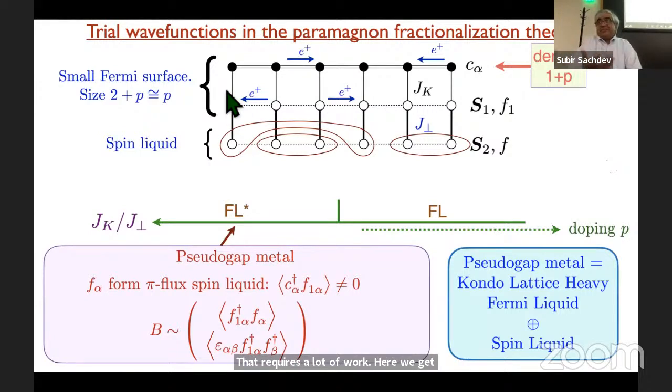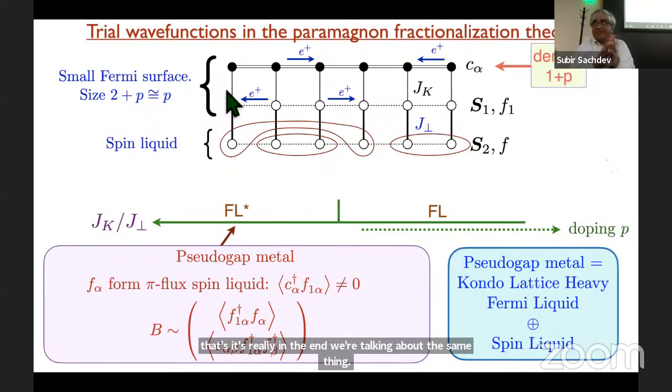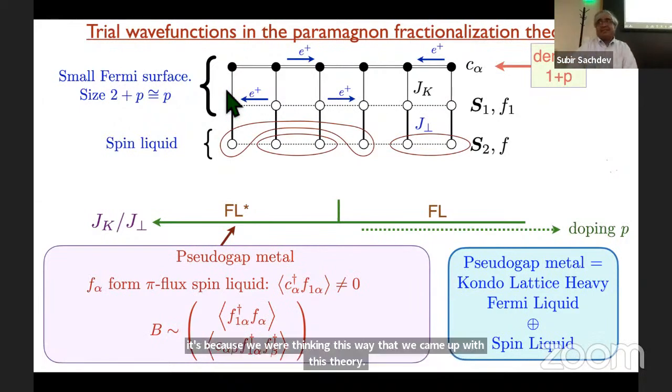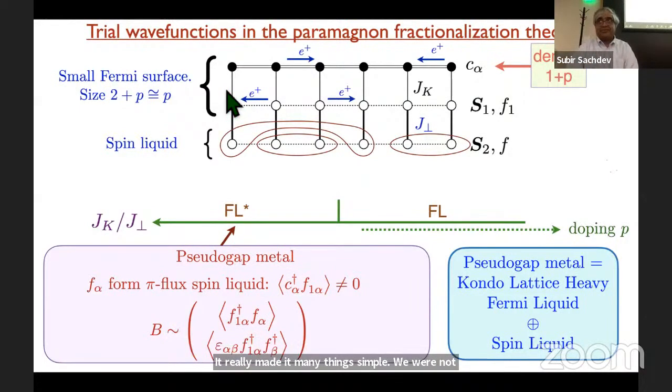So in the end, we're talking about the same thing, but I claim this is a much cleaner way to do it. And it's because we were thinking this way that we came up with this theory. It really made many things simple that were not obvious in the old approach.